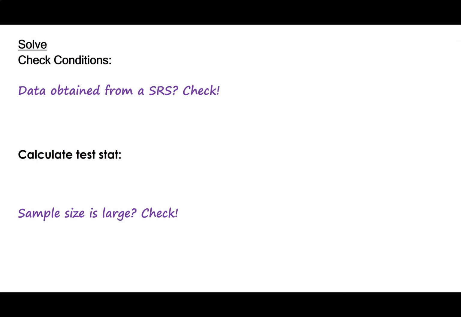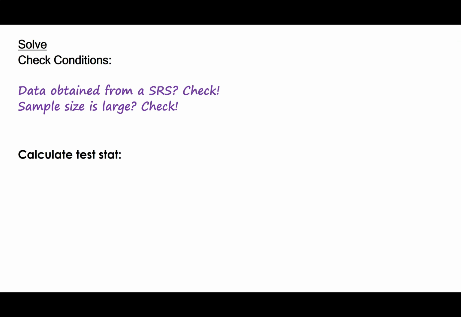So checking our conditions. They randomly selected these students, so that's good. They want to know, is our sample size large enough? We had 36. That should be big enough for the central limit theorem to kick in. And then, do we know the population standard deviation? Yes, because in this scenario, we have the scores of all the students. So we do have sigma.